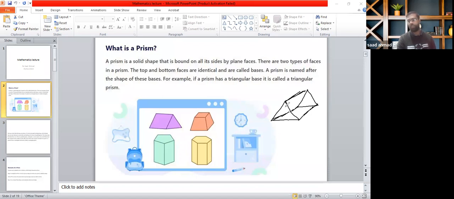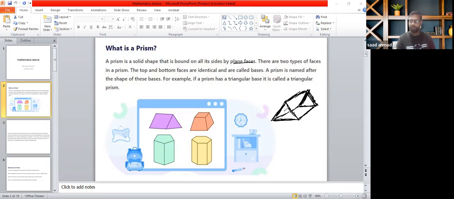These are the bases, the same sides, also called the faces. There are two sides that are the same shape, and they are joined by the straight lines like this. So a prism is a solid shape that is bound on all sides by the plane faces.